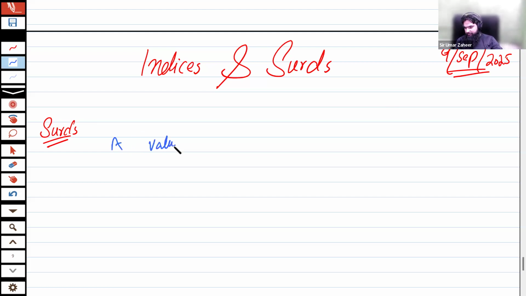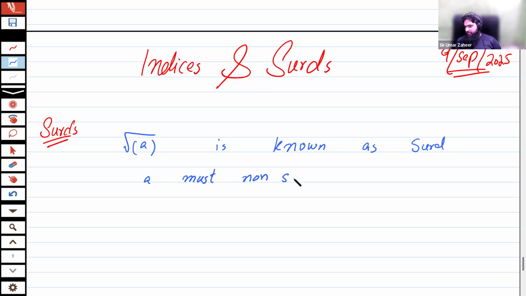A square root value is known as a surd. All right. It's not a proper definition, I'm just telling you what a surd is. Any value that will be inside the square root must be a non-square number. So such types of values are known as surds.